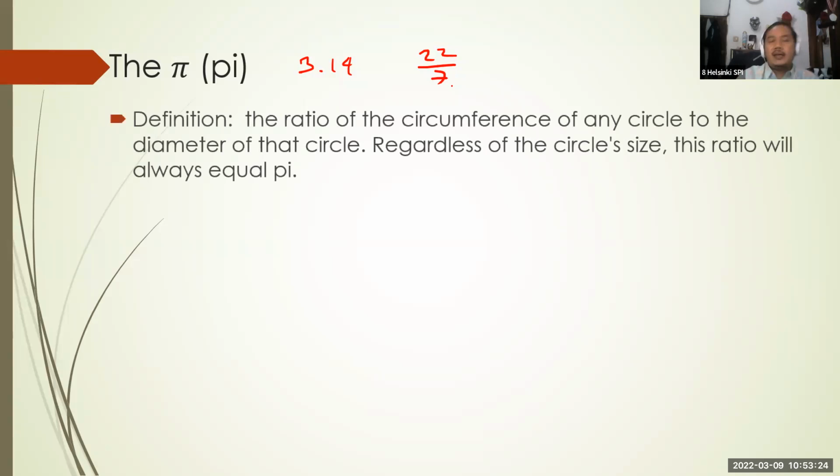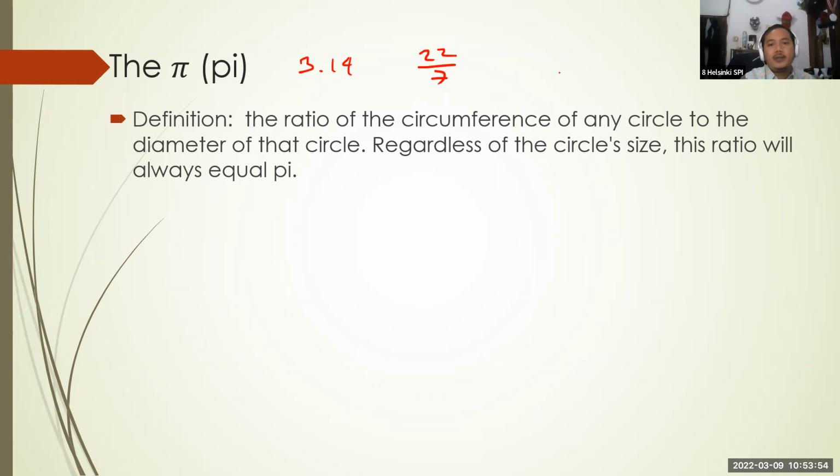So what is pi actually? Pi is the ratio of the circumference of any circle to the diameter of the circle. So this is the definition of pi. Ingat ya, rasio itu cuman perbandingan. Misalnya uang saya 1.000, uang kamu 2.000, perbandingannya 1.000 banding 2.000, atau jadi 1/2. Itu kita sebut ratio. So the ratio of the circumference to the diameter of the circle.